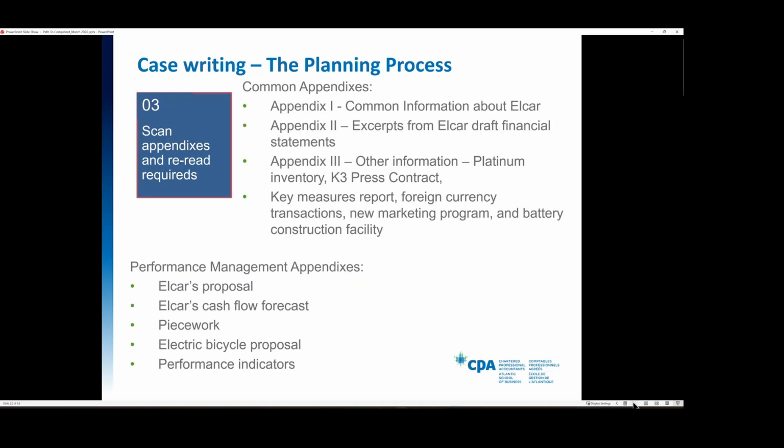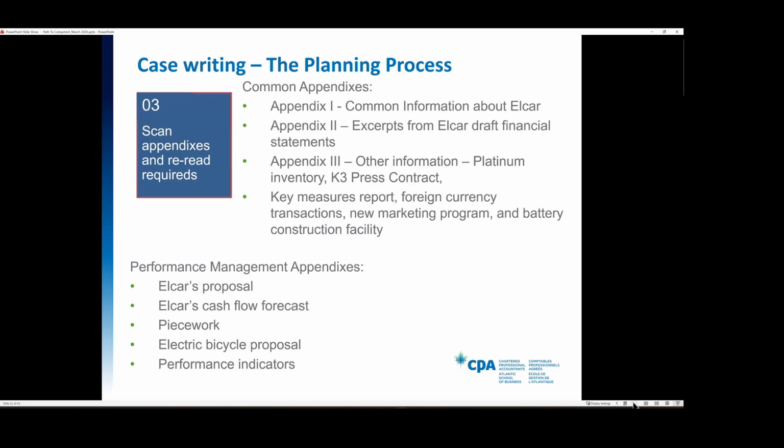So for step 3, when it comes to the Elgar case, there are actually 3 common appendices, and there's some common information about Elgar. I'm going to need some of that, and we're going to go through it. Appendix 2 has excerpts from Elgar's draft financial statements, so I'll probably need something from there. Again, I'm just scanning them.